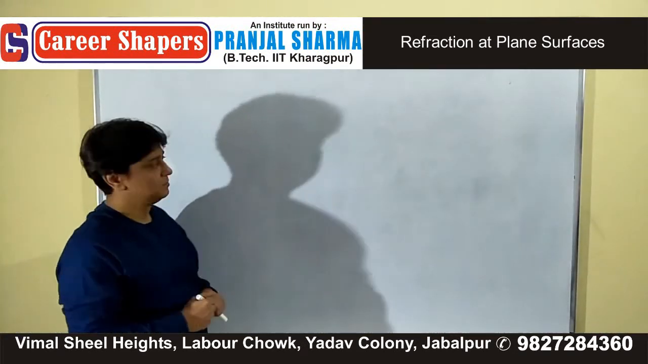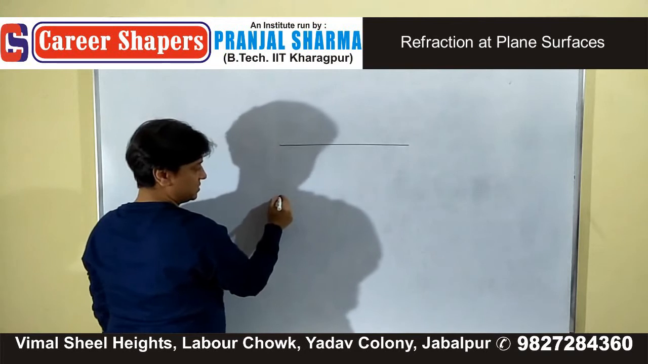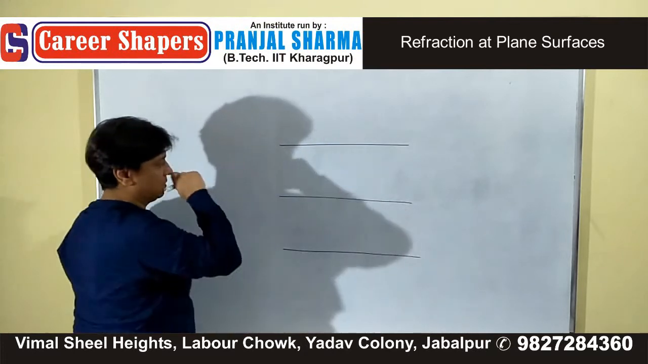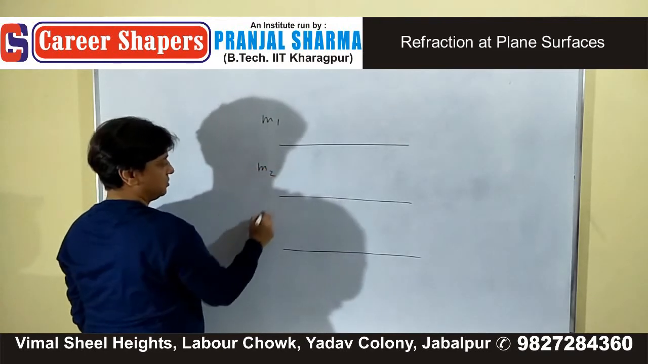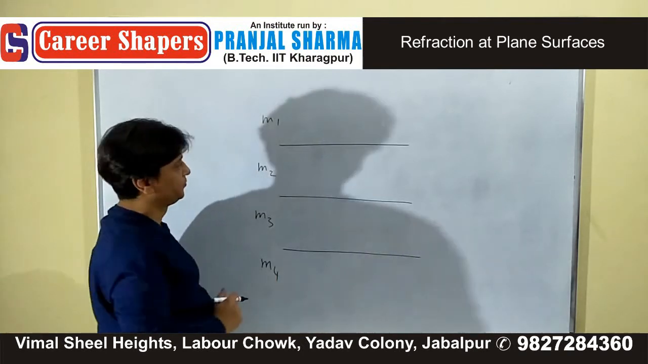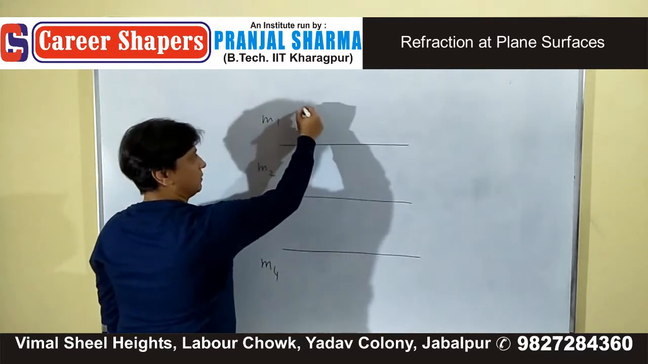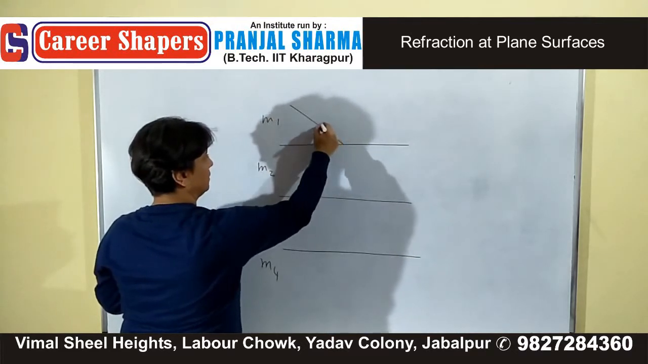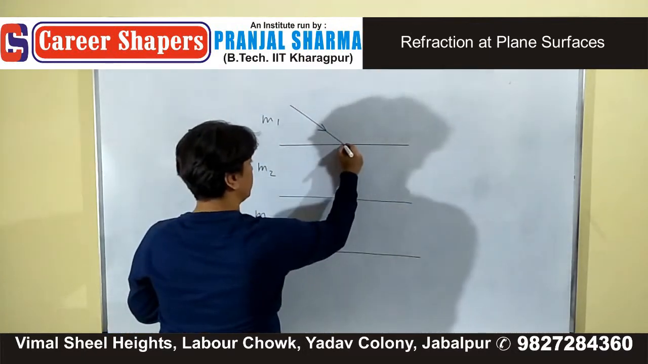Now look at this example. We have multiple mediums present. Say this is medium 1, medium 2, medium 3, medium 4, and so on. Now, this is the incident ray, that's the normal which you draw at this point.